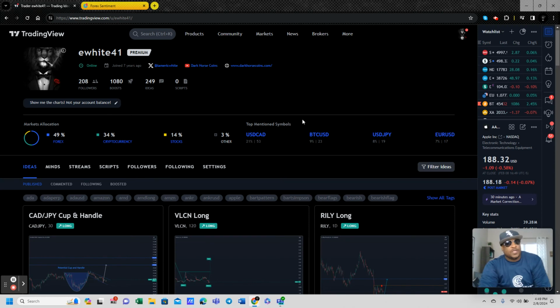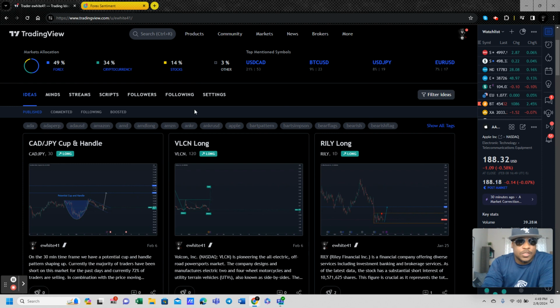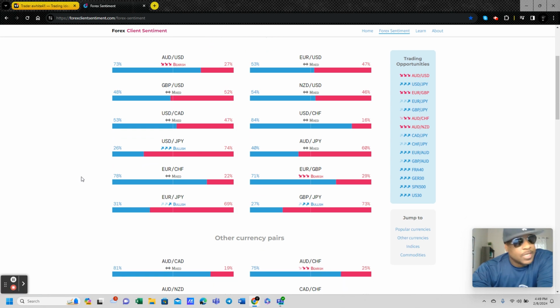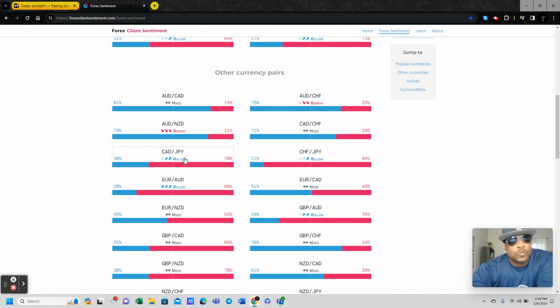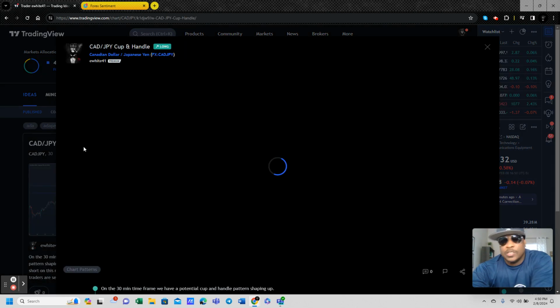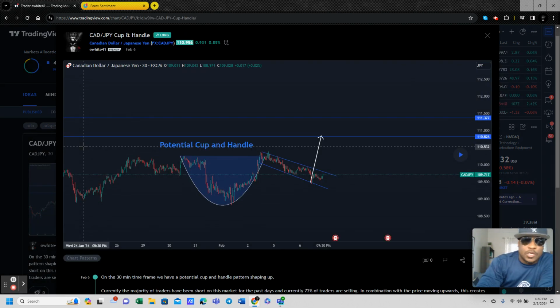So I'm on TradingView, just looking at my account. I'm going over this Canadian dollar, Japanese yen analysis that I did the other day. Let's look at the actual sentiment. 70% was short on this trading pair, and 30% was long. So we took a contrarian view on that, and we were looking to go long. Let's look at this analysis that was done on February 6th.